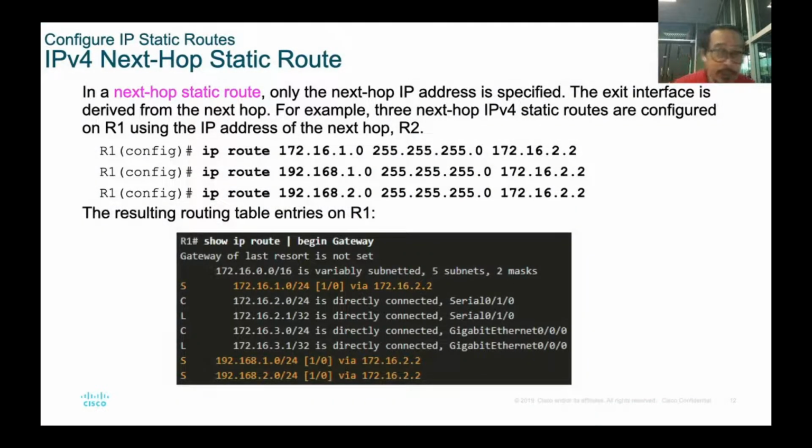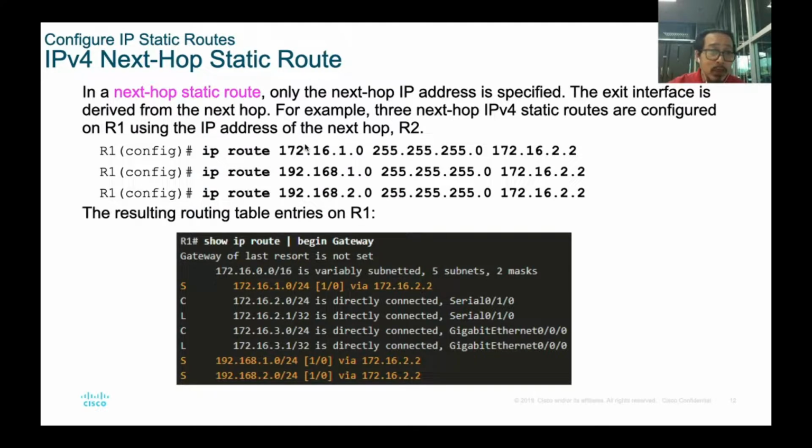Our first section in this topic is IPv4 next hop static route. Remember, we have three options in order to provide a static route. First is a next hop. Next hop, the command actually is ip route and then the network ID.